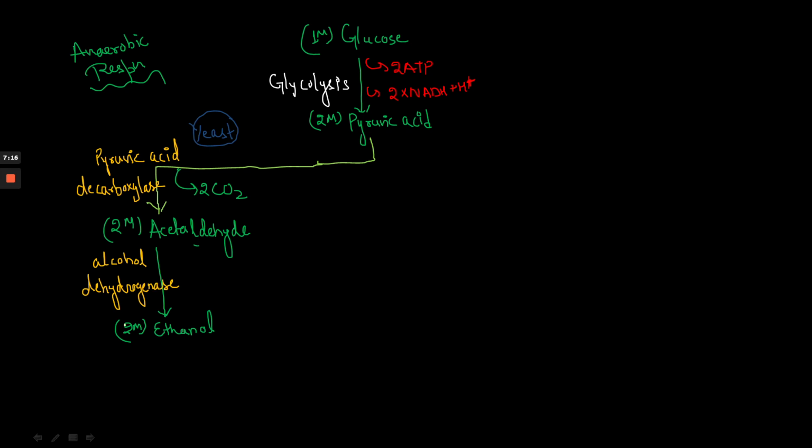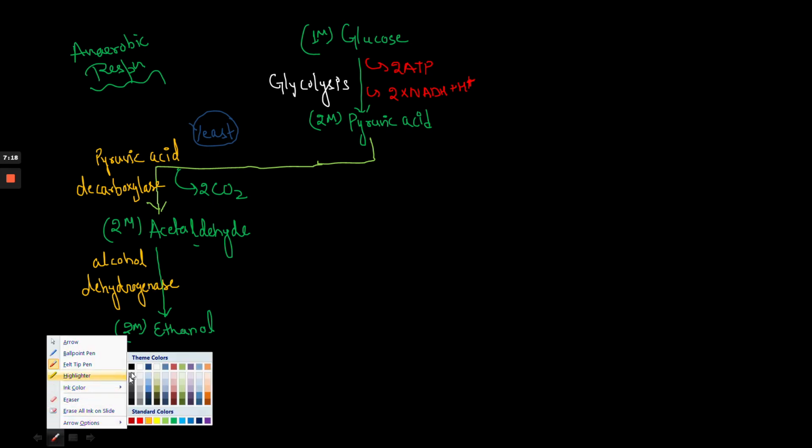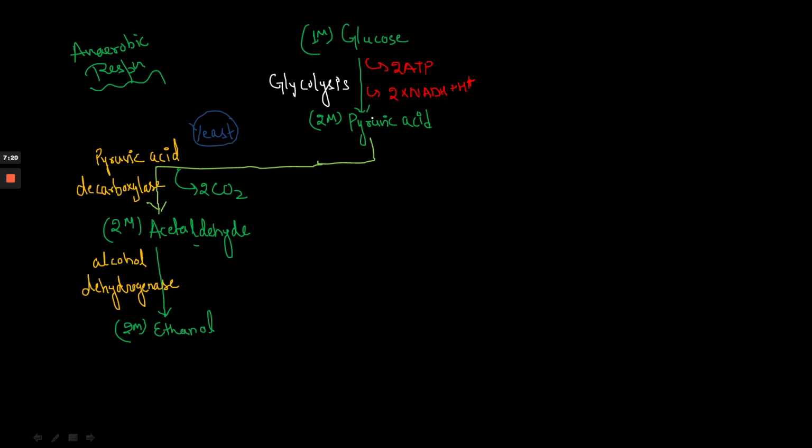And during this process, the NADH that was produced during the glycolysis process is actually getting utilized here. So NADH is going to get converted back to NAD+. And since two molecules are involved, two molecules of NADH are going to get utilized. So whatever NADH was formed during glycolysis is being utilized here.